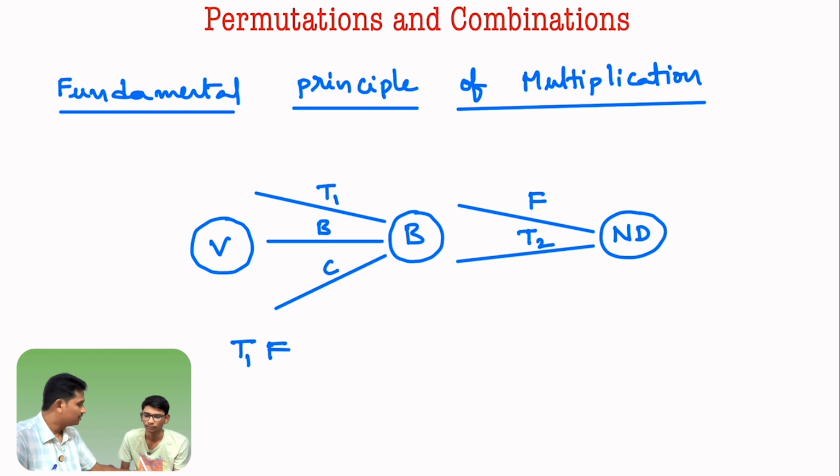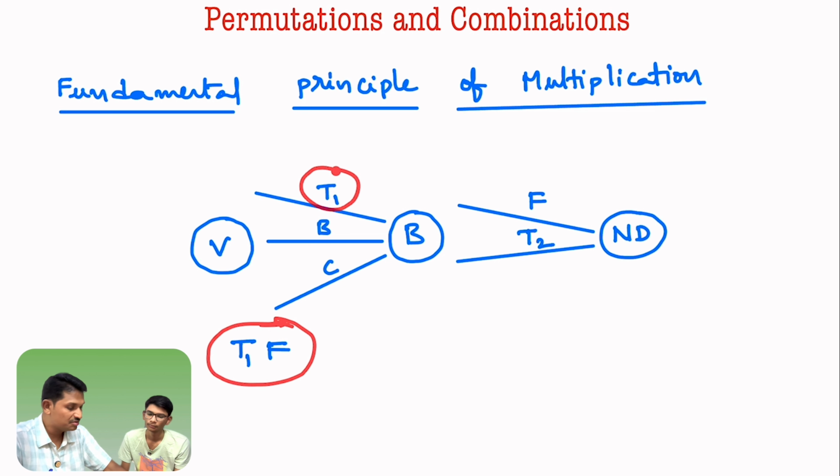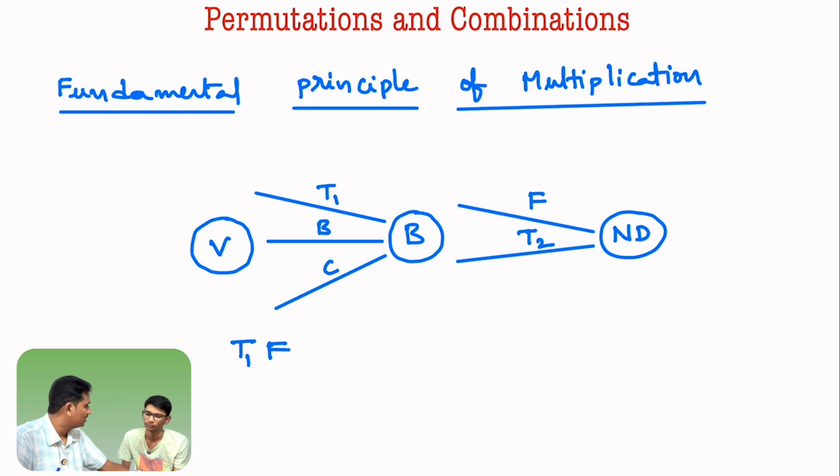That is the question. So, this is one way. What is that one way? First, you will catch the train to reach Bangalore, and then you will catch the flight to reach New Delhi. So, this is one way of transportation. Like that, how many ways can you reach New Delhi from your village? That is the question. How many ways? There are 6 ways.